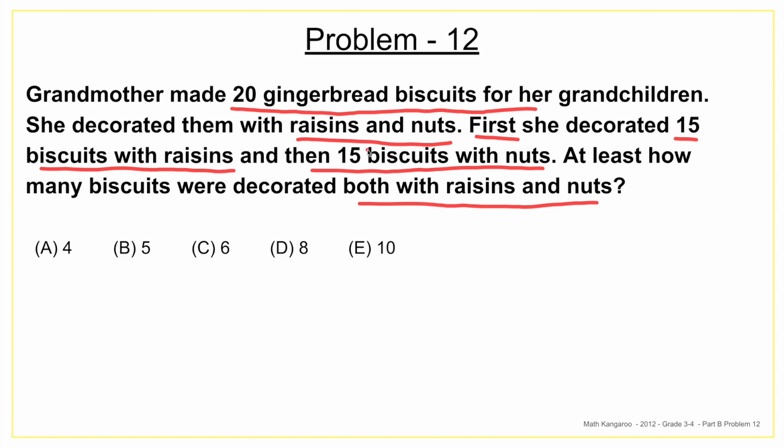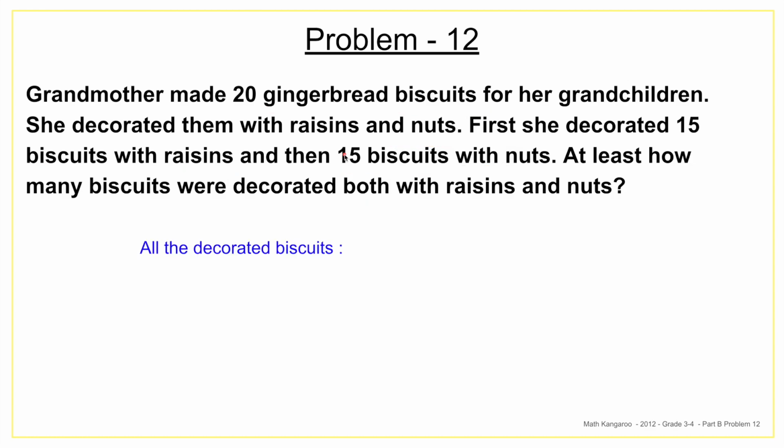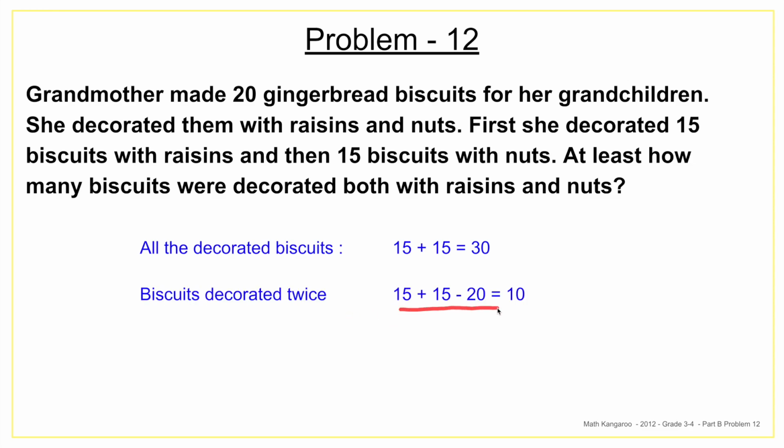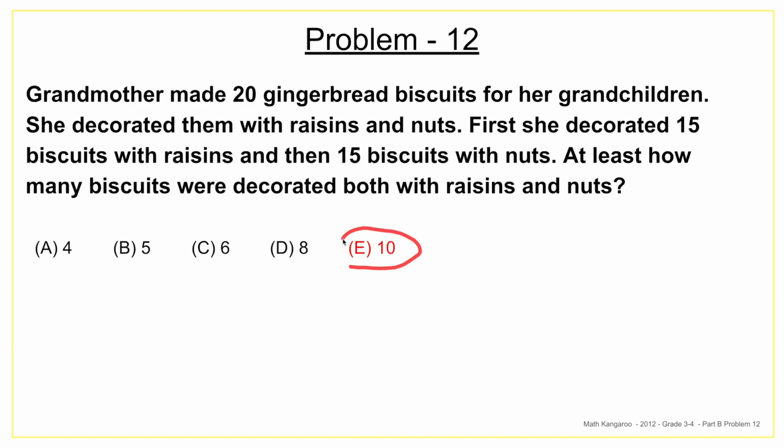To find out at least how many have both decorations, let's use a simple trick. If we count all the decorated biscuits separately, it looks like 15 plus 15 gives us 30. But there are only 20 biscuits. This means that the biscuits decorated with both raisins and nuts must be at least 15 plus 15 minus 20. That means 30 minus 20 gives us 10. So at least 10 biscuits have both raisins and nuts. And this is our answer, option E, 10.